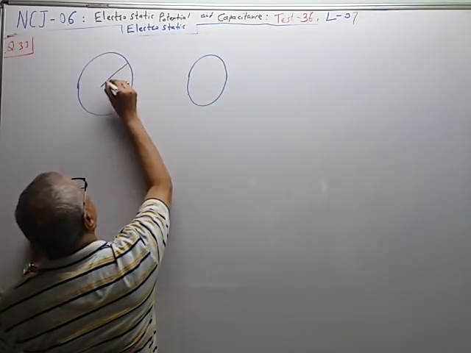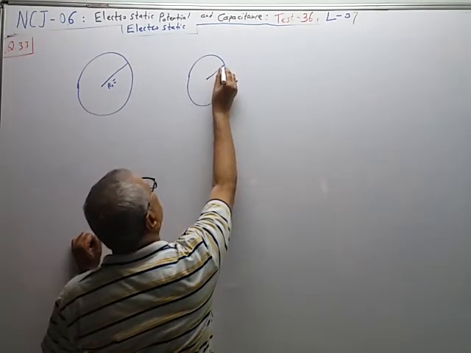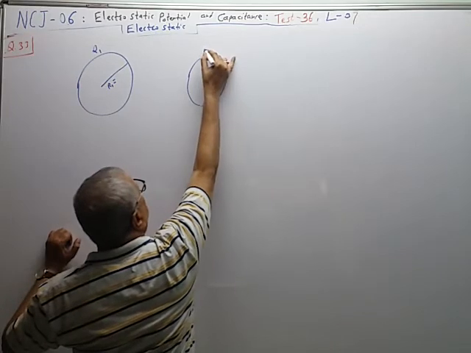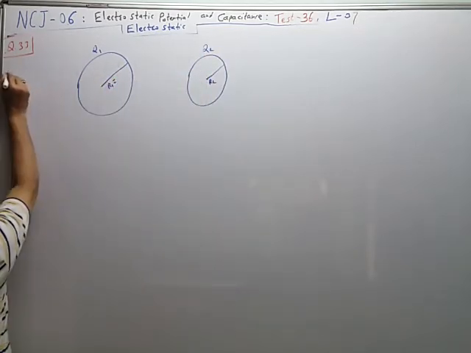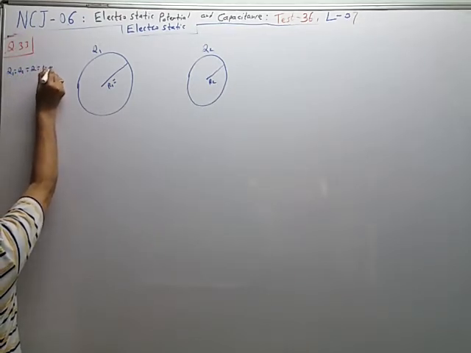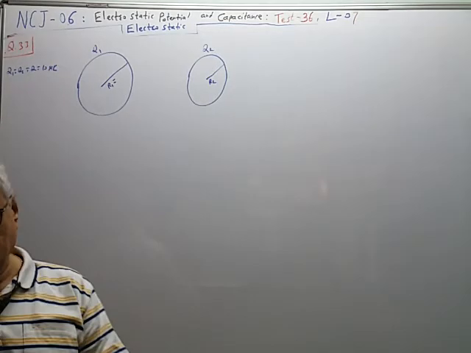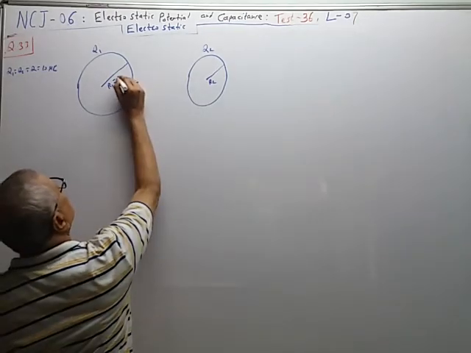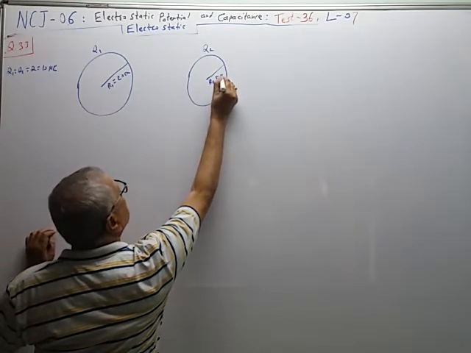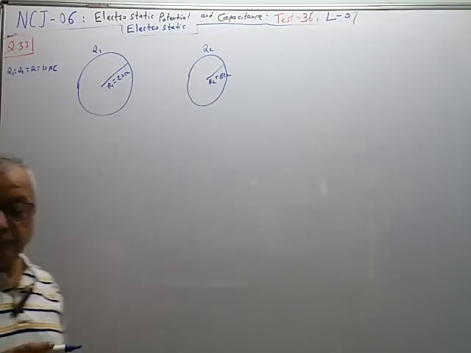So these are the two insulated spheres. This radius is R1. This radius is R2. This charge is Q1. This charge is Q2. So Q1 is equal to Q2 is equal to Q is equal to 10 microcoulomb. Both have equal charges, and radii R1 is equal to 20 centimeter, R2 is equal to 15 centimeter, like this. So this is the initial situation.